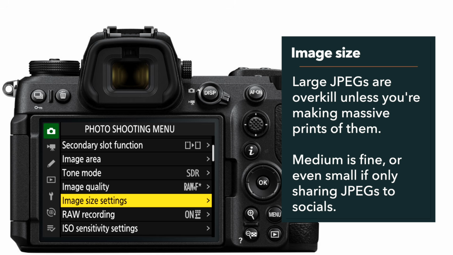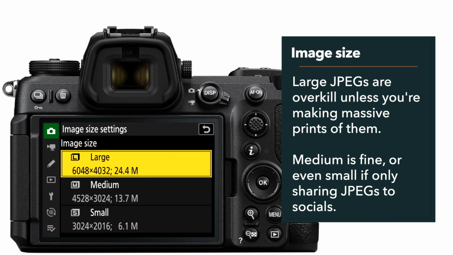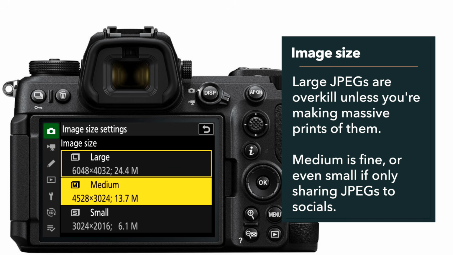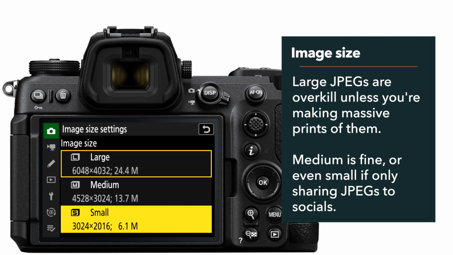If you're only recording RAW, this won't be applicable, but medium here is going to be plenty big. You can still print a 12-inch by 18-inch photo with no issues using that medium size, and it's going to use up less storage than the large. If all you're going to be doing is sharing these photos with family and friends, and even just posting them to social media, small may still be more than enough for this purpose, and that's going to save even more storage on your memory card.